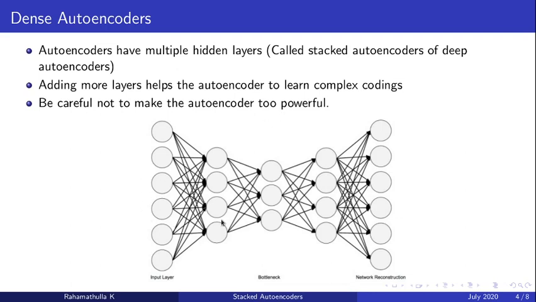For your training data, the autoencoder is going to learn the best possible coding scheme, and for your testing data, this is going to fail to represent the data in a better way. While testing your data, you may not be getting that result compared to the training data. So adding more hidden layers actually helps the autoencoder to learn complex codings, but there is a limitation.